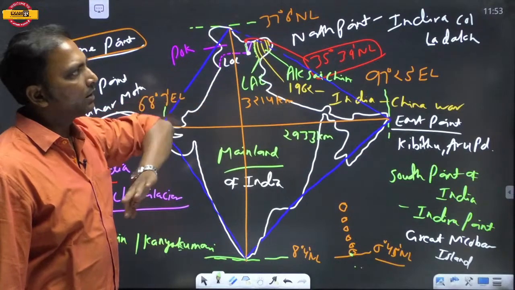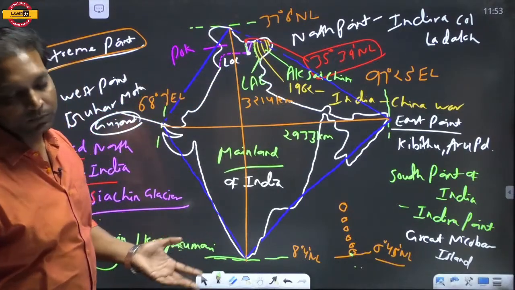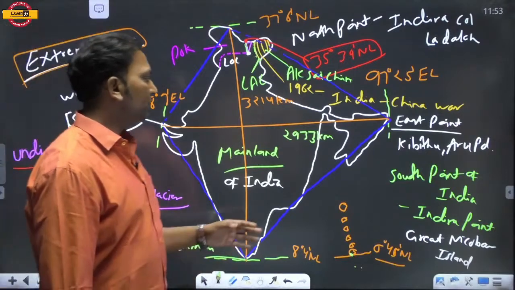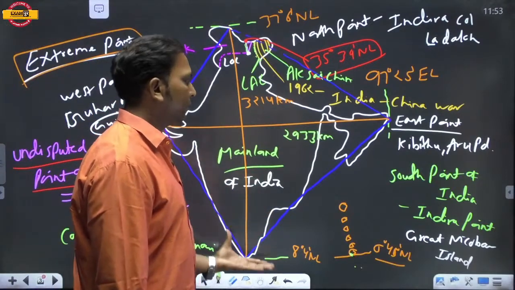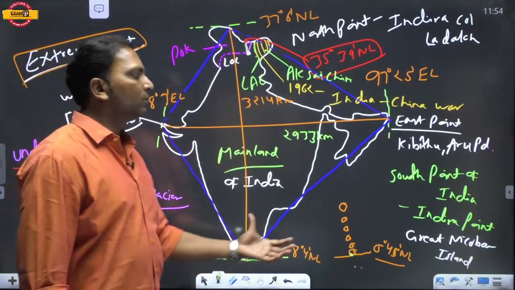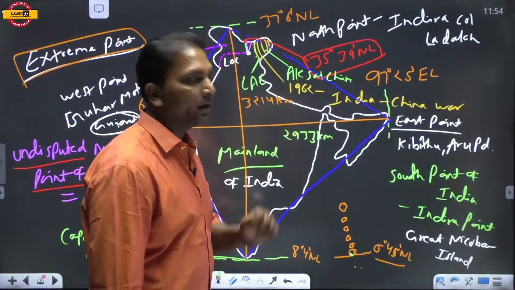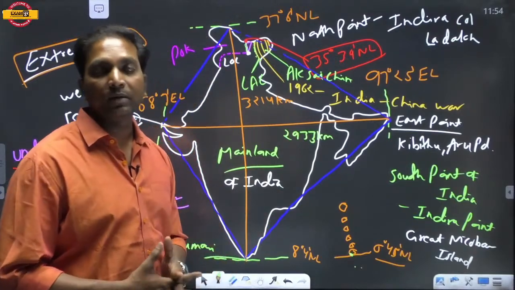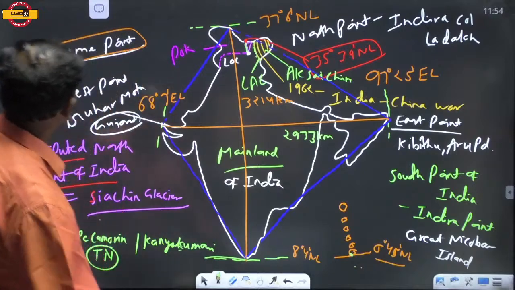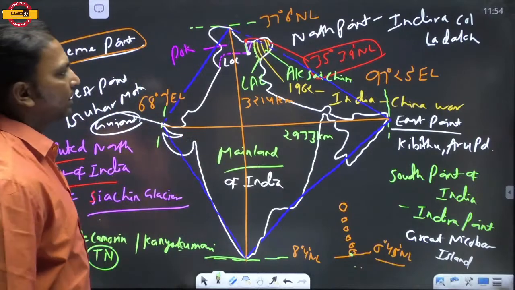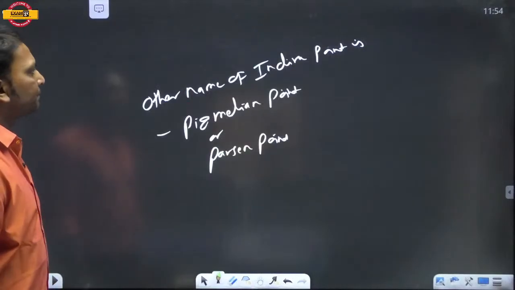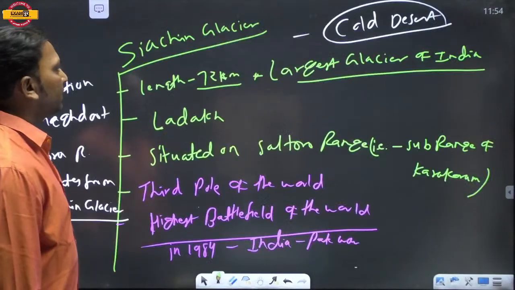That is the Indira Col. So Indira Col is also disputed. When the question demands the mainland of India for the south point, it would be Cape Comorin or Kanyakumari. Or if the question demands India as a whole, it would be Indira Point, also named Pygmalion or Parson Point. We have done it today. The easternmost point is Kibithu, and the westernmost point is Guhar Mota. So these are the facts we have done today.